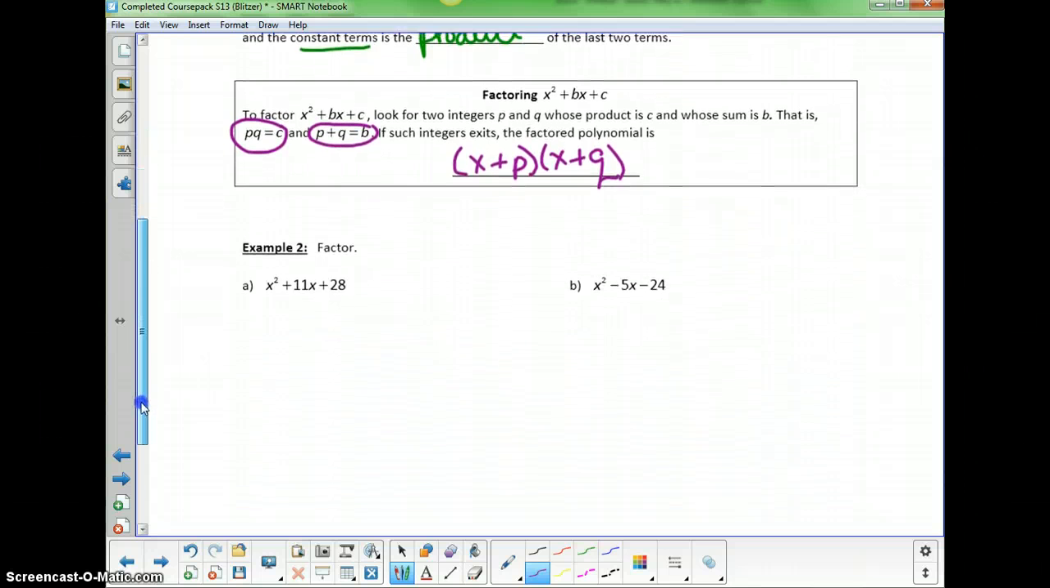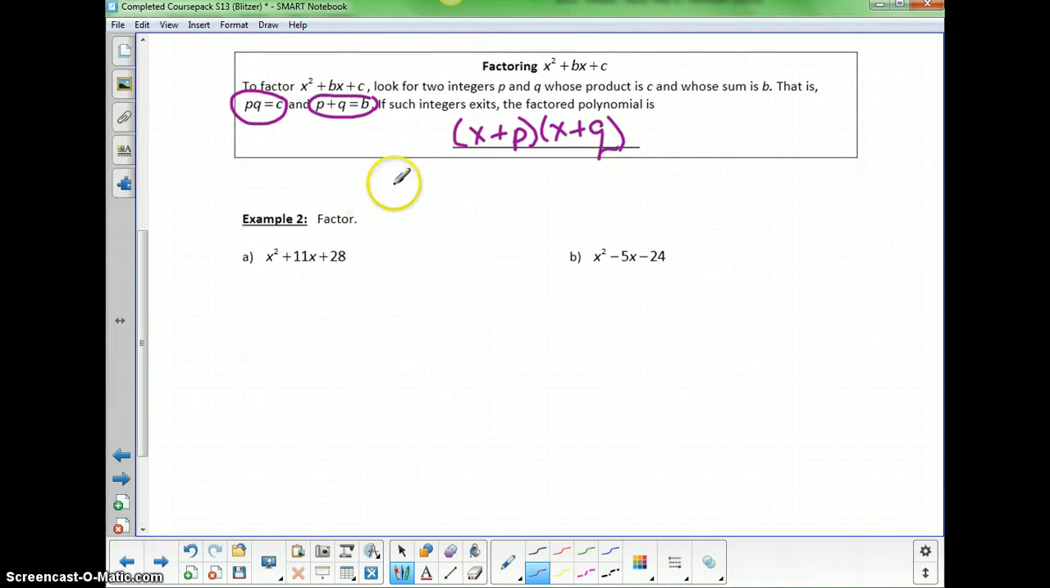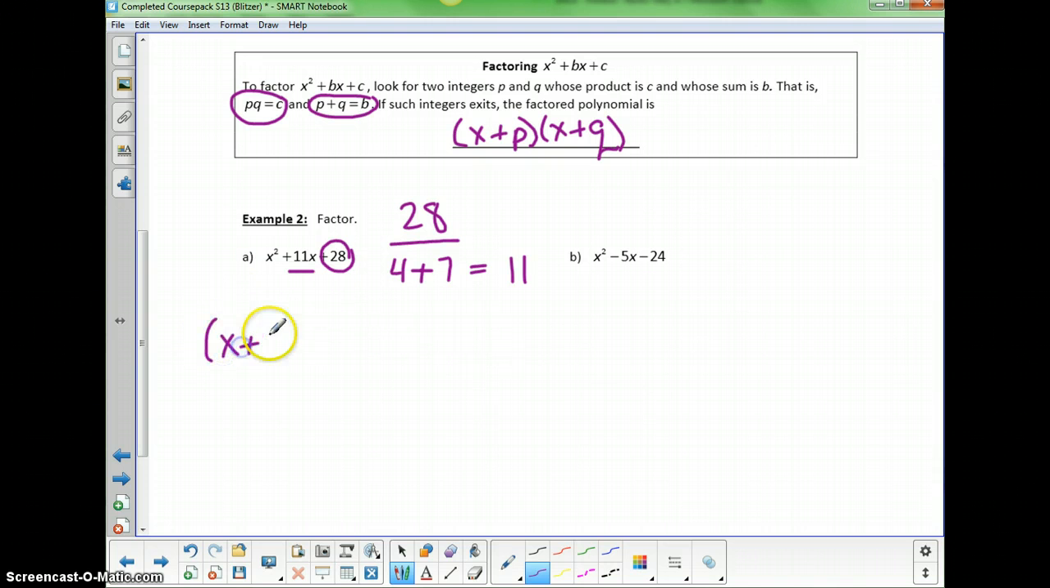Let's take a look at how that works. Alright, I am always going to start with the constant, the last number, 28, and factor it to see how many times or how many ways I can get things to multiply together to be 28. So for example, 28 is 4 times 7. Now, I already know that 4 times 7 is 28, so I want to figure out what 4 plus 7 is to see if I get that middle term. So 4 plus 7 is 11, so those two numbers are going to work. So my answer here should be x plus 4 and x plus 7.